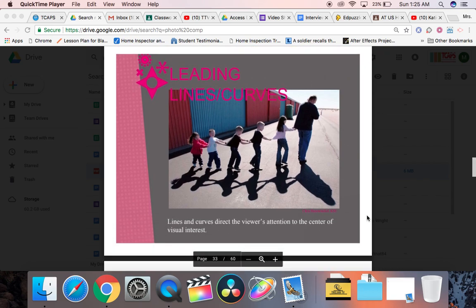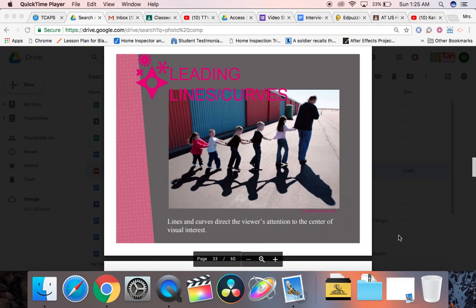Another type of composition that you should take advantage of when it presents itself, but you have to look for it. It's not like a leading line or a curve is necessarily just going to pop out and be there for you. You have to be looking for that. This one, because they're lined up and walking, sort of does present itself, but there are other ways to use lines and curves to your advantage.